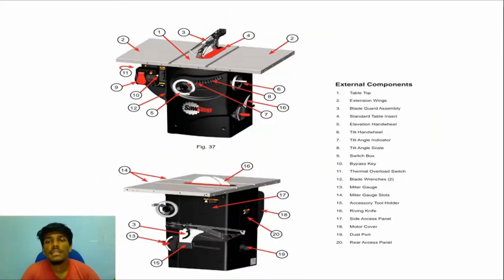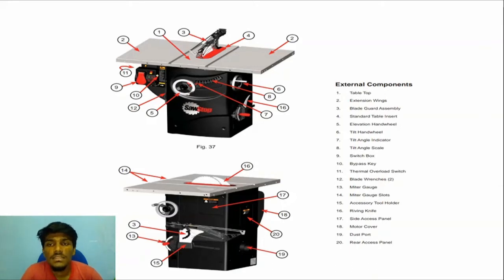And this is the external component of the table saw machine, and they have 20 parts for SawStop. The first is the table top, where we put the wood on top to cut. Two is the extension wing to support the wood, and three is the blade guard assembly. That is the most important. After you use the blade to cut the wood, you will close the blade guard for safety. And fourth, the standard table insert.